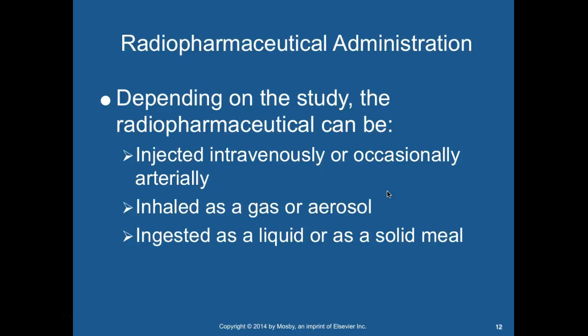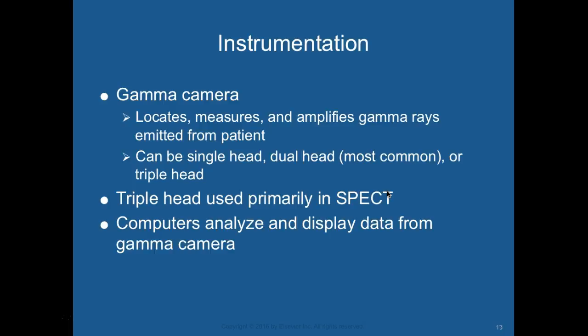Radiopharmaceutical administration. Depending on the study and the pharmaceutical, it can be injected intravenously or occasionally arterially. I've never seen it injected arterially, but I suppose it could. It can also be an inhaled gas or aerosol, or ingested as a liquid or a solid meal. So, what do we use to do this? It's a gamma camera. It locates, measures, and amplifies gamma rays emitted from the patient.